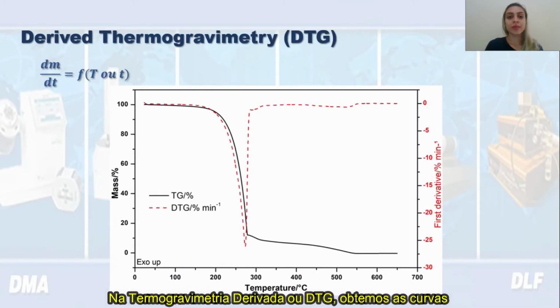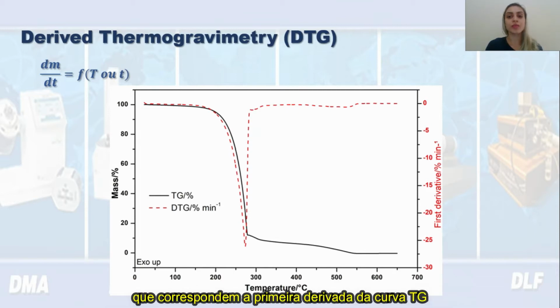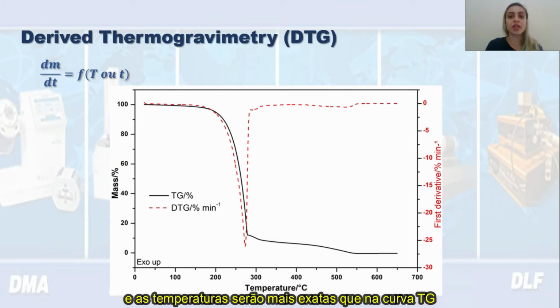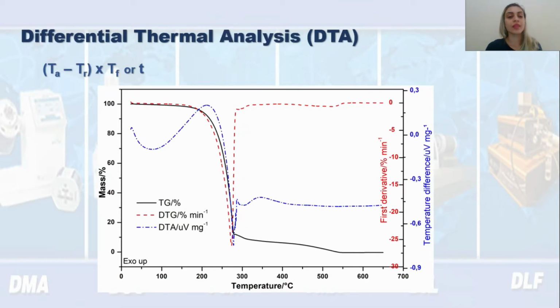In derivative thermogravimetry, or DTG, we obtain the curves that correspond to the first derivative of the TG curve. That is, the first derivative of the mass variation is registered as a function of time or temperature, and the peaks obtained have an area proportional to the change in mass undergone by the sample, and the temperatures will be more exact than in the TG curve.